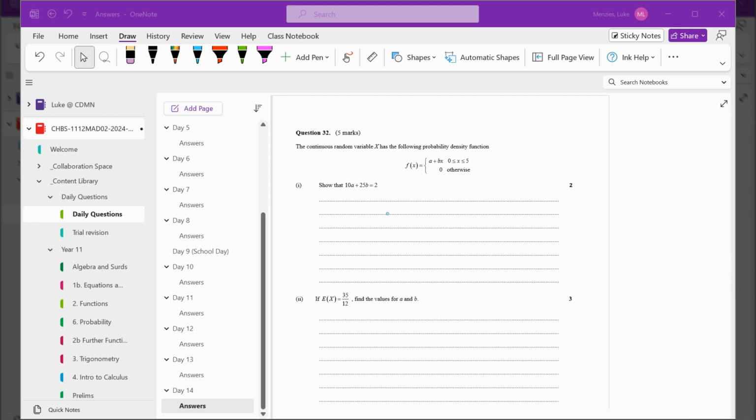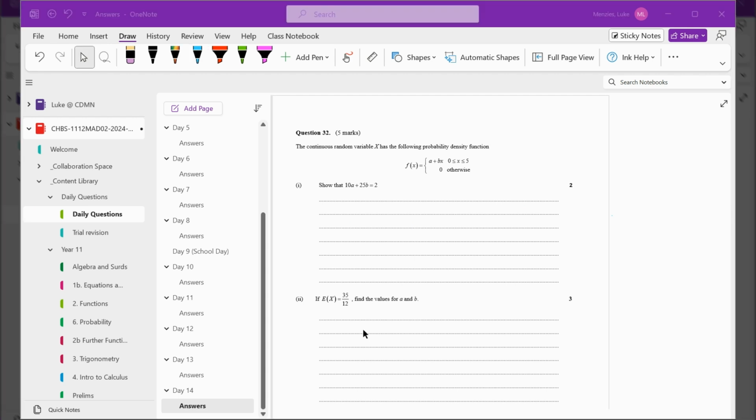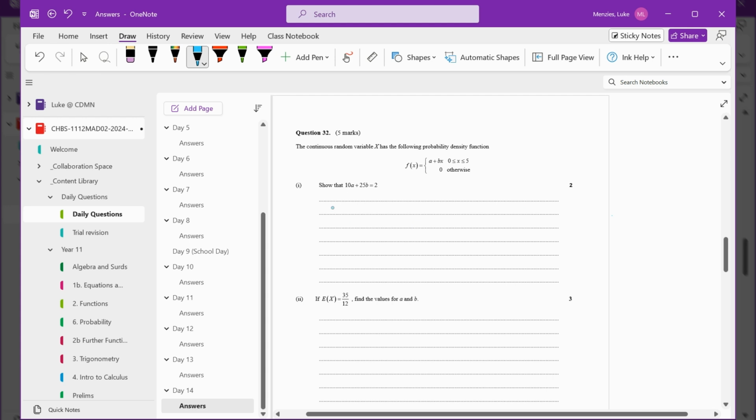Okay, this time, very similar to what we've done. We're going to integrate this one. Continuous random variable. So this looks very similar to what we've been doing. We know this is equal to 1. We're going to say the integral between 5 and 0 of a plus bx is equal to 1. Don't forget there should be dx in there.